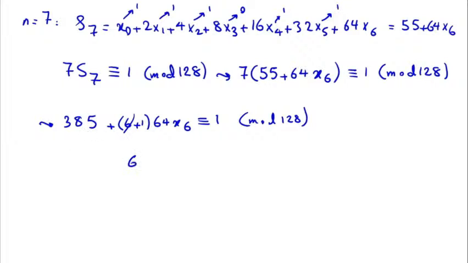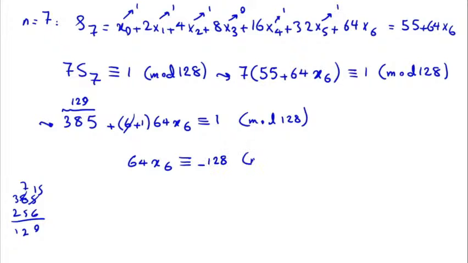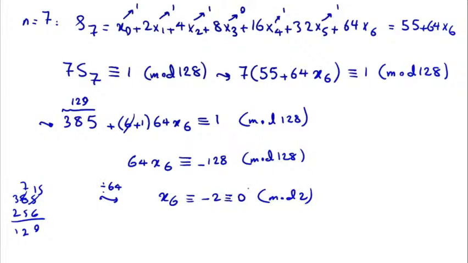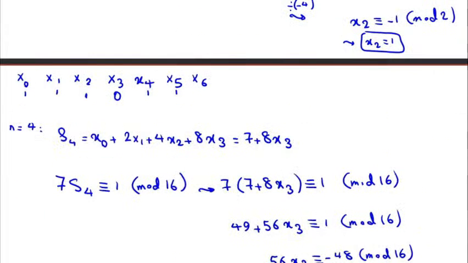Let me write on the left hand side 64x6, and the right hand side 385 is congruent to... if we subtract 256 from this, 385 minus 256 will be 129. So if you take it to the right hand side, 1 minus 129, it will be negative 128, mod 128. And then if you divide both sides by 64, x6 will be negative 2 mod 2, which will be 0. And because x6 can be 0 or 1, it will be 0. So here we found x6 is 0.